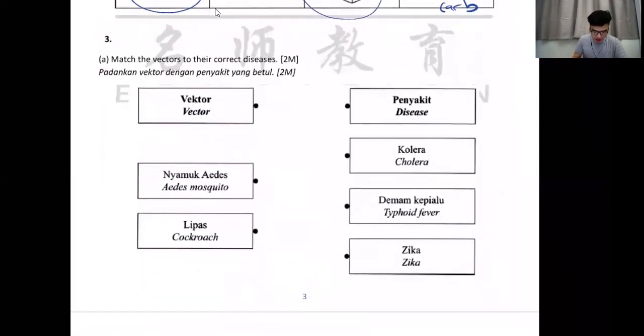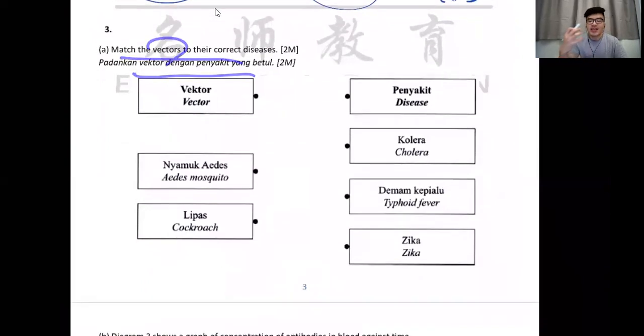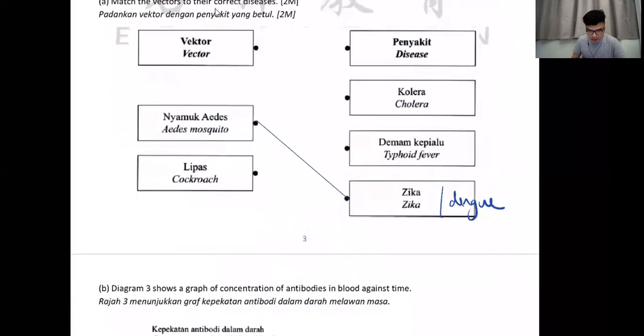So padankan vector dengan penyakit betul. Match vector and the correct disease. Who are vectors? Vectors are animals or insects that carry diseases. For example, Aedes mosquito, what do they carry? They carry Zika or dengue lah. Okay, dengue. And then cockroach, they will carry typhoid fever.